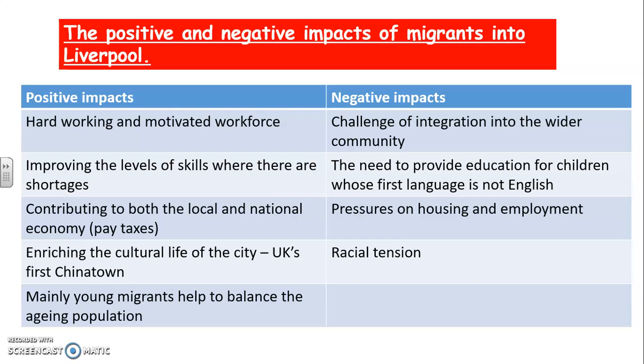Also enriches the cultural life of the city, the UK's first Chinatown. Lots and lots of different foods are available as a result of migration. And it's mainly young migrants that help to balance an ageing population. In some cases, lots and lots of migrations occurred through students. So students going to one of the universities, and then when they've completed their degree, remaining in the city. So you get a young and educated workforce through that.